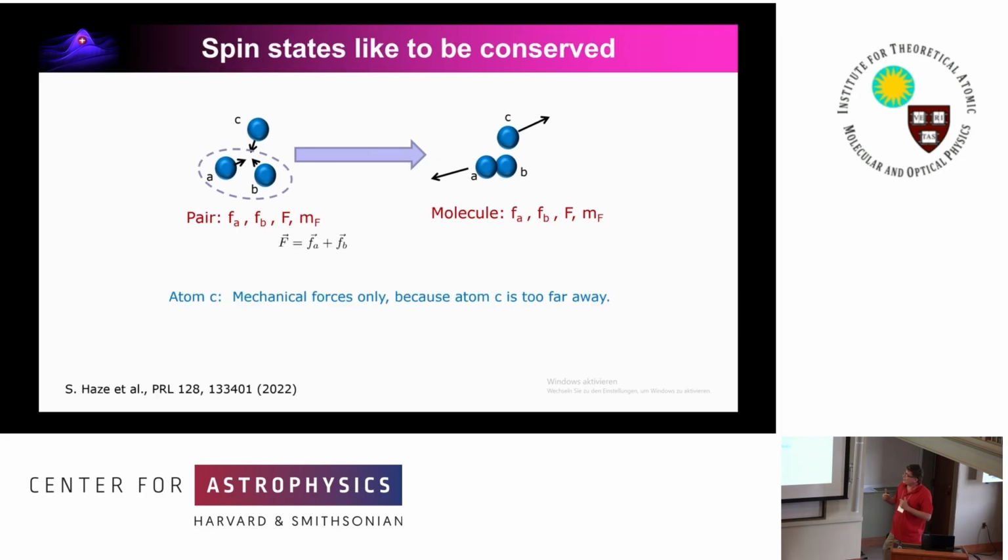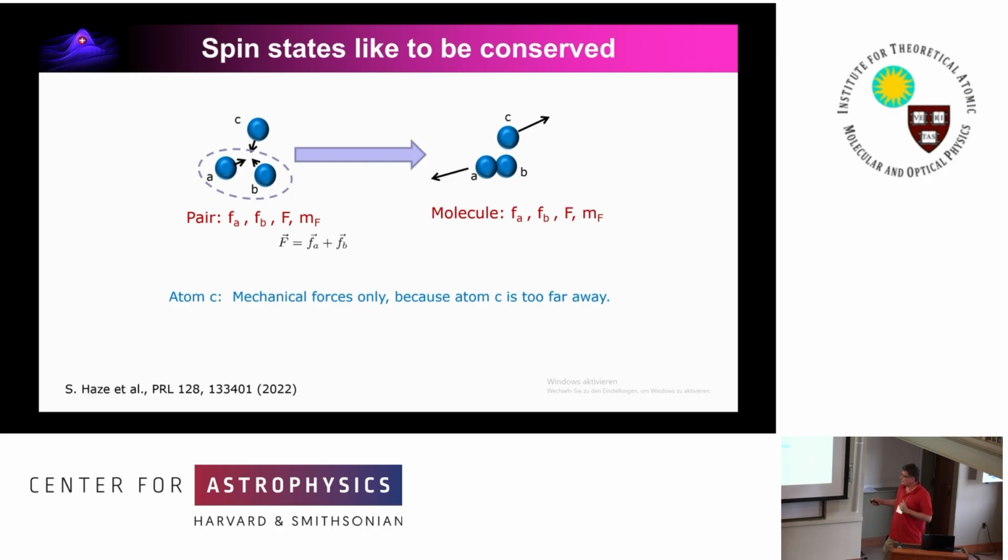The next thing that is important is that we found experimentally, but also theoretically, that when you have the two atoms A and B, in the beginning they are, of course, prepared in a specific spin state.